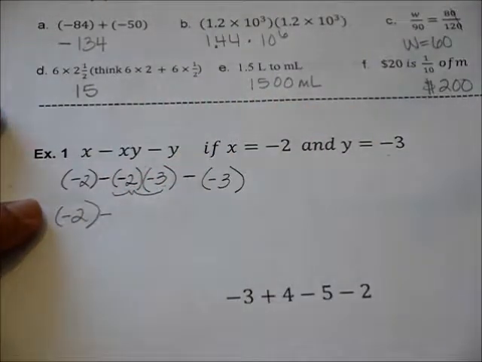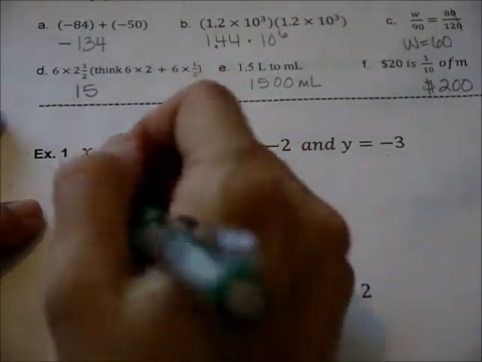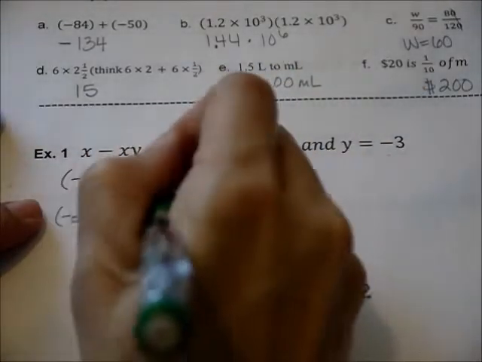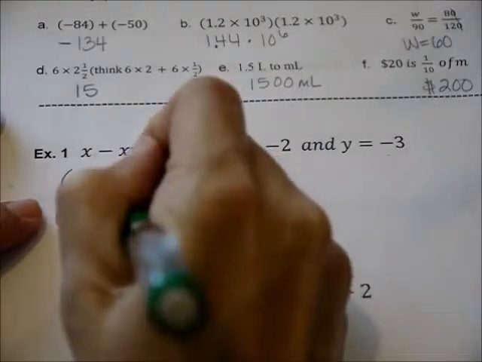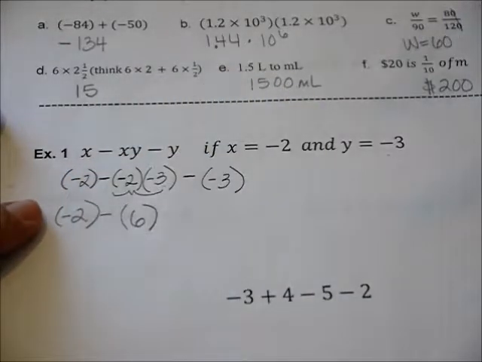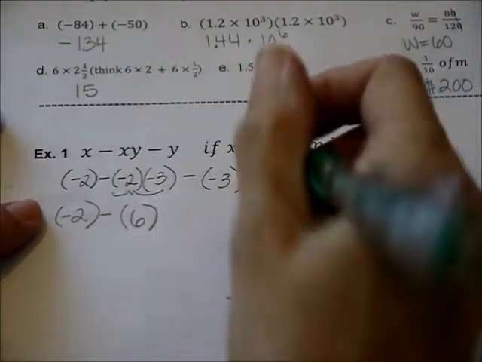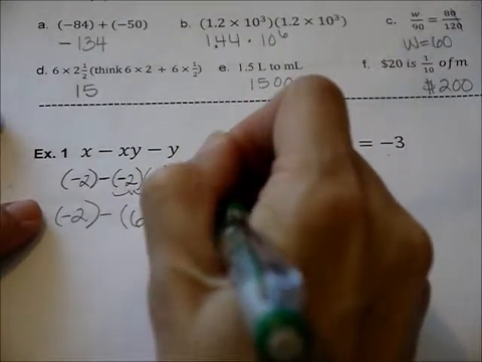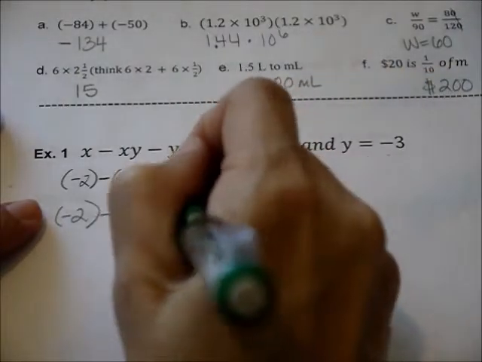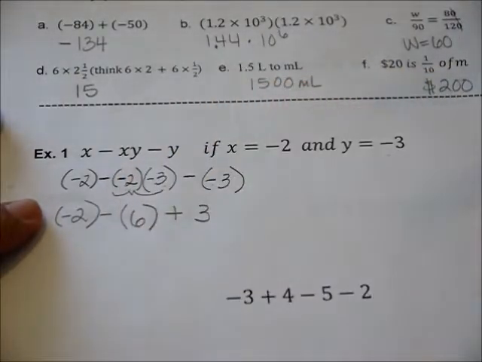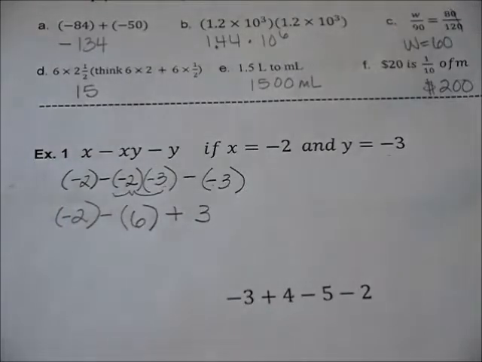Remember, we're doing multiplication before anything else. So -2 times -3 is +6. Okay, and now we have minus -3. So that's a double negative, and a double negative becomes +3. And I'm not even going to put the 3 in parentheses, okay?